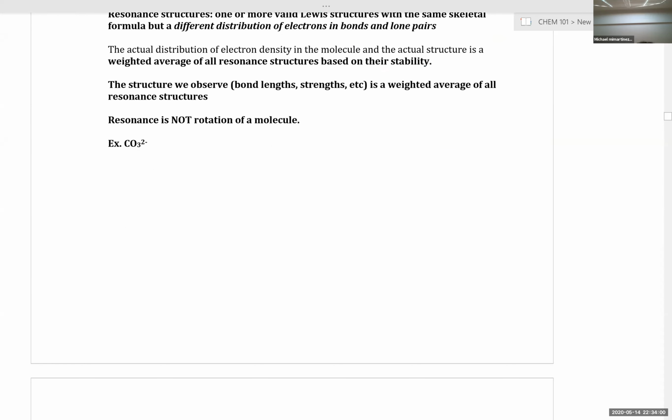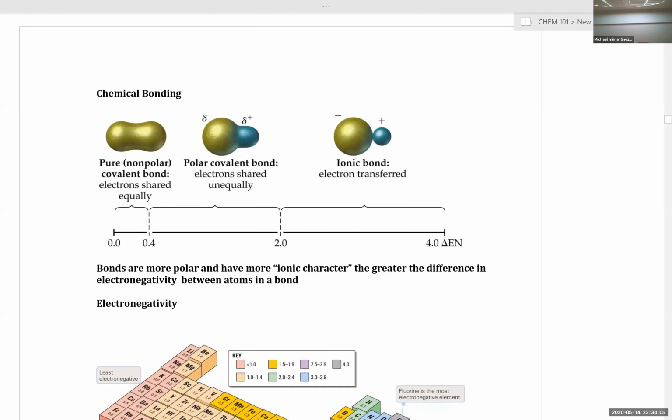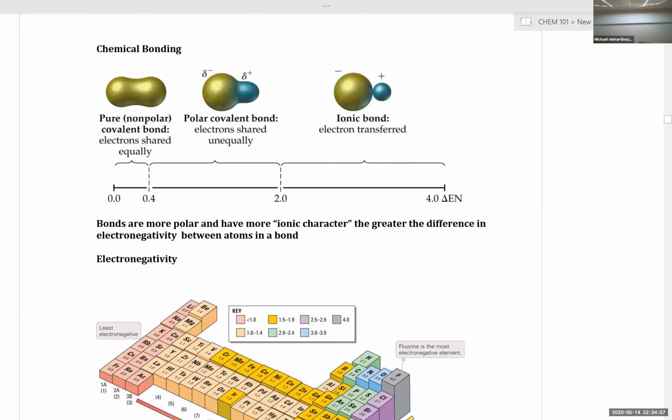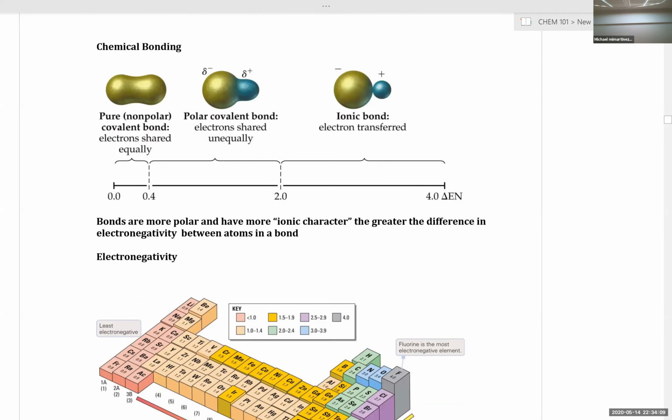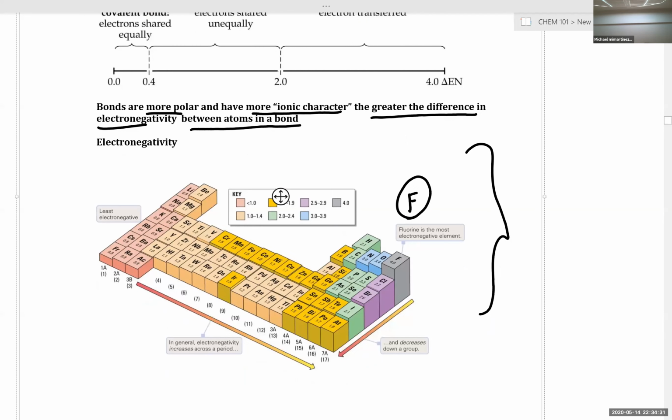So, let's refresh a little bit about this idea of chemical bonding. As we discussed, bonding is a continuum. Bonds are more polar and have more ionic character the greater the difference in electronegativity between atoms in a bond. Here's your table of electronegativity, just for your reference. Remember, fluorine is the king of electronegativity.